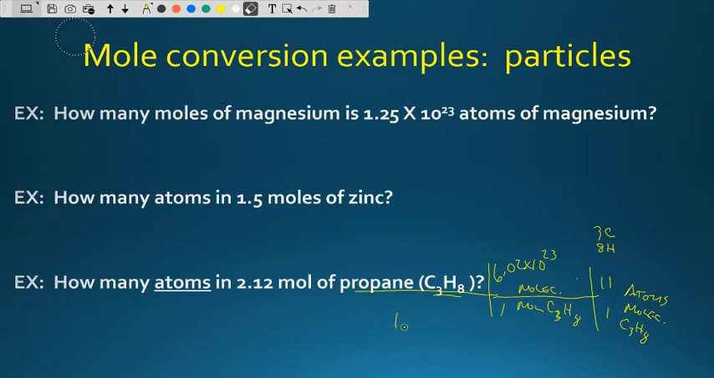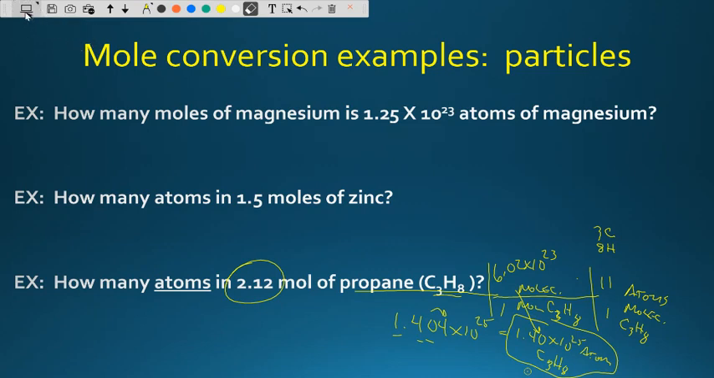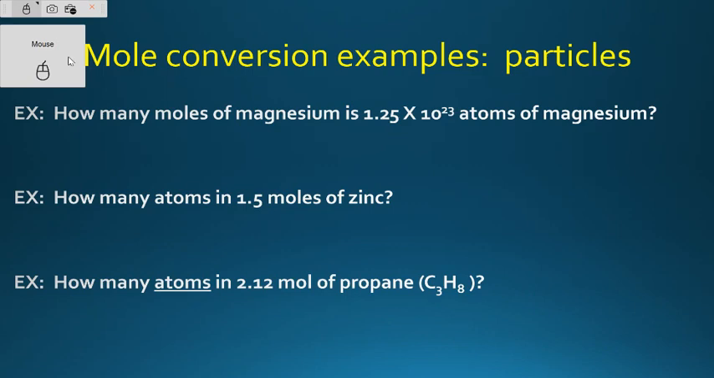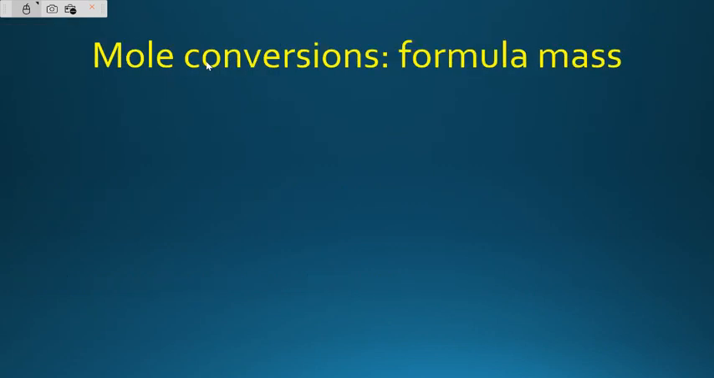And so I end up with 1.404 times 10 to the 25th atoms. Now, I'm not done. I have 3 significant figures here, 1, 2, 3. Next number is less than 5, so I have 1.40 times 10 to the 25th atoms of C3H8. Now, the question is, is this 0 significant? It's a trailing 0, so it counts. Okay, that goes back to significant figures and all those other things.